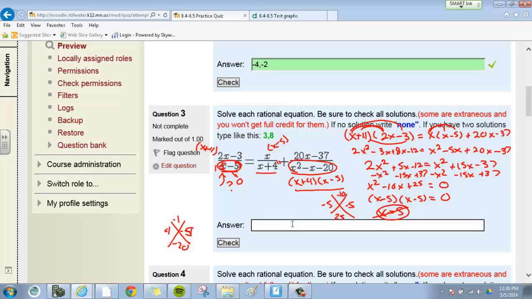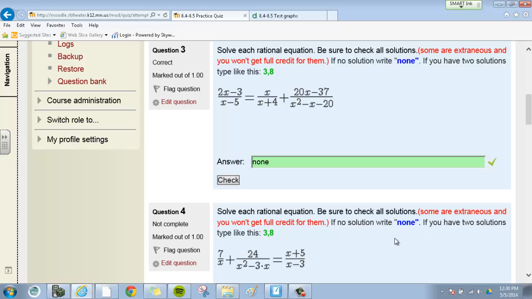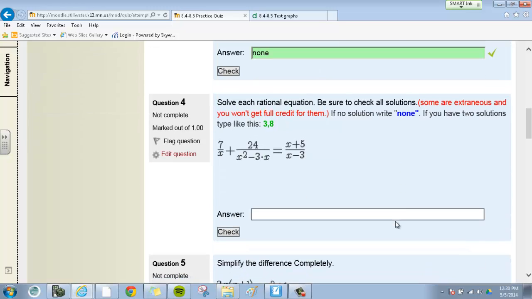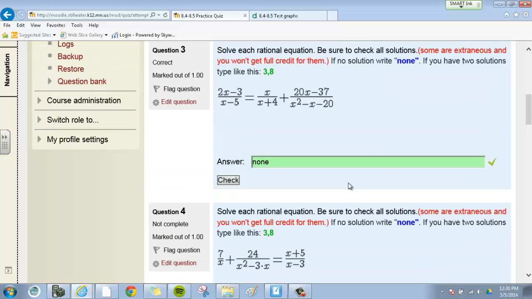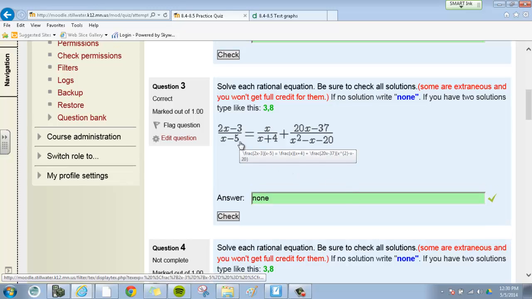And what happens when there's no solution? What do you type? Well, what does it tell you to type? Oh, none. Okay, none. Let's check that out. Yes. Oh, this is good. Okay. Now, let's take a look at the graph of this.